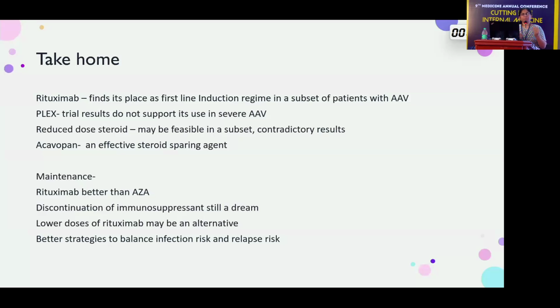And you now have better strategies to balance infection risk and relapse risk in these patients.